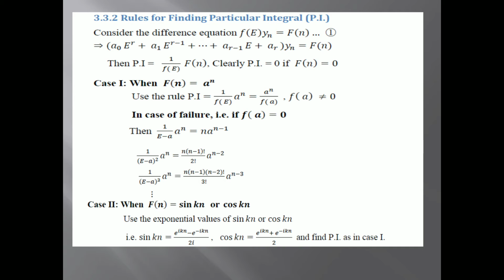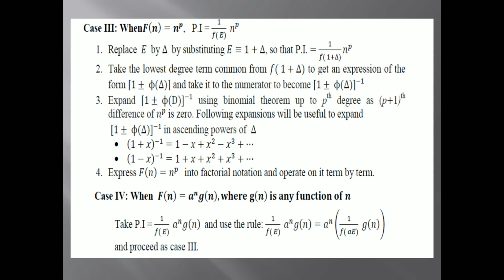Case second, when f(n) is equal to sin kn or cos kn. It means that when f(n) is in the form of trigonometric functions sin or cos, use the exponential values of sin kn or cos kn. That is, sin kn is equal to (e^(ikn) - e^(-ikn)) upon 2i, and cos kn is equal to (e^(ikn) + e^(-ikn)) upon 2, and find the particular integral as in case first.